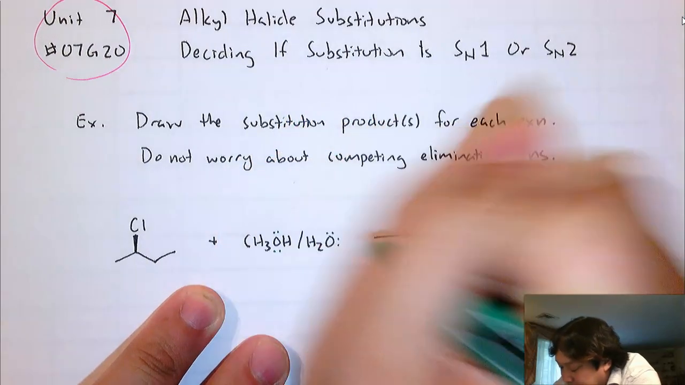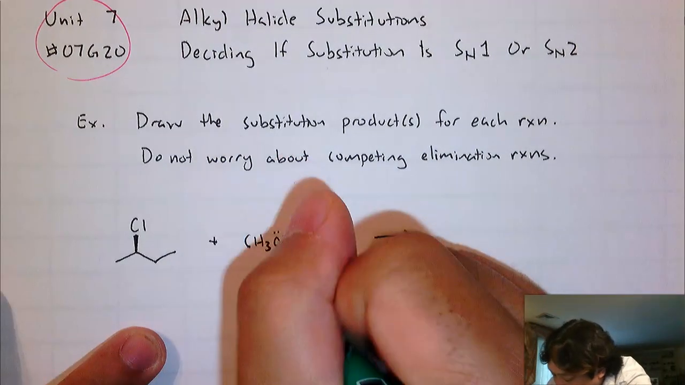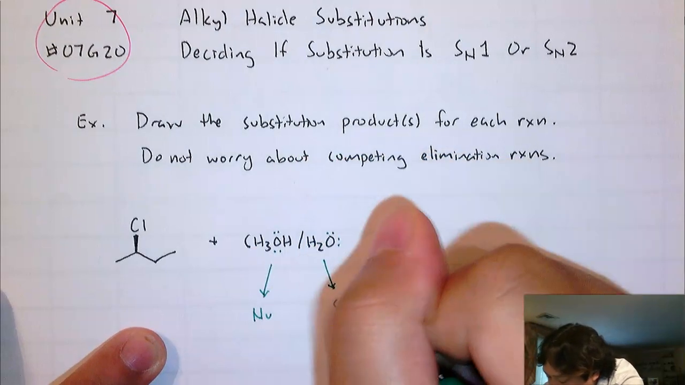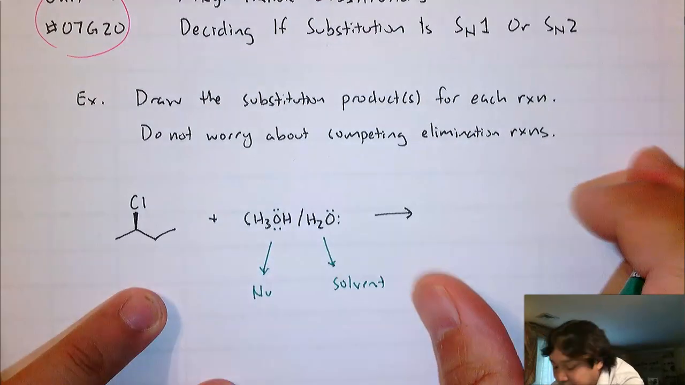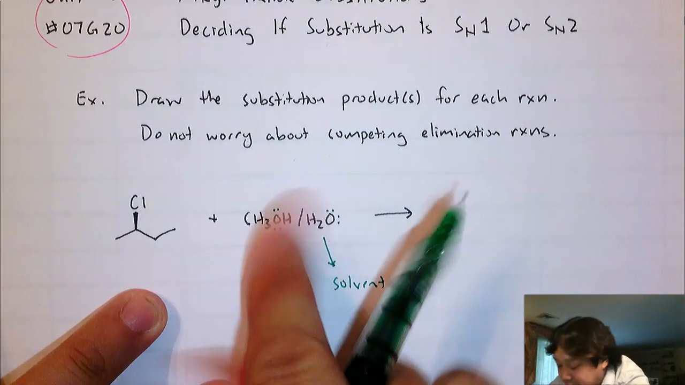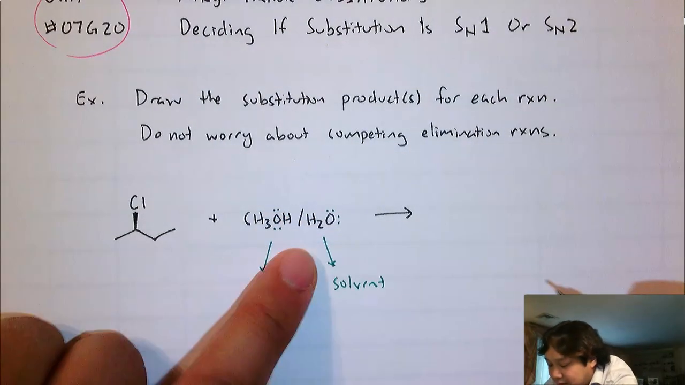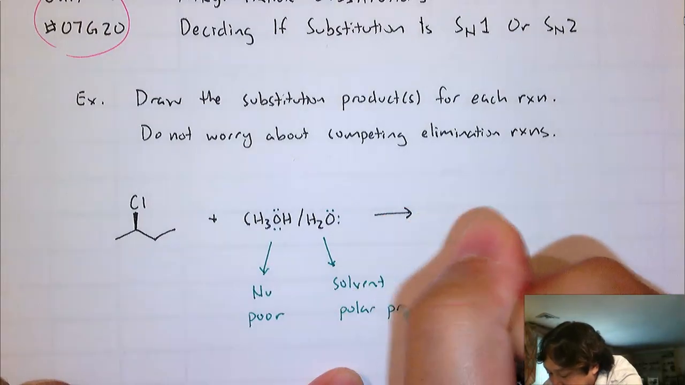Okay. So this is my analysis. I'm going to draw some lone pairs, but I'm going to decide now that this is a nucleophile. I'm going to decide now that this is a solvent. What do I know about the nucleophile? It's a neutral nucleophile, so I'm going to say it's poor. The solvent is polar protic.